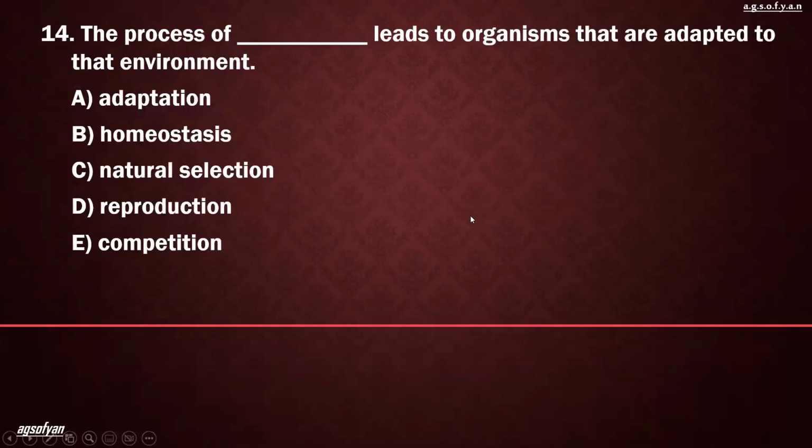The process of blank leads to the organism being adapted to that environment. What process causes an organism to be adapted to the environment? This is a long process, actually. Natural selection. Yes, that should be natural selection.